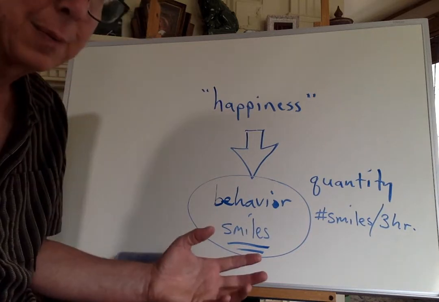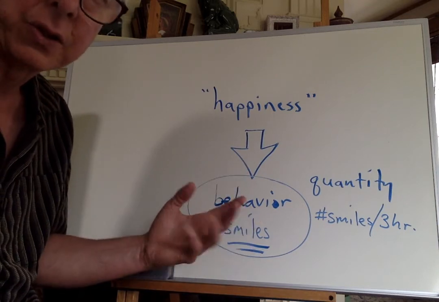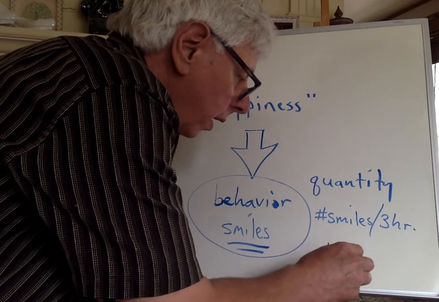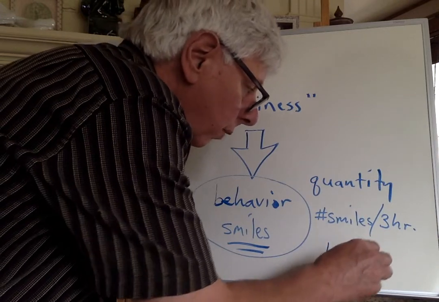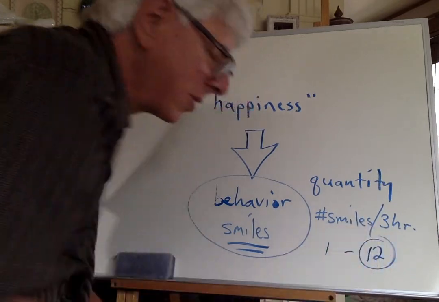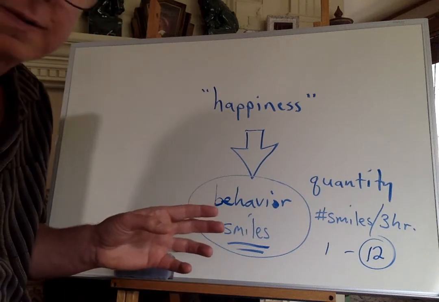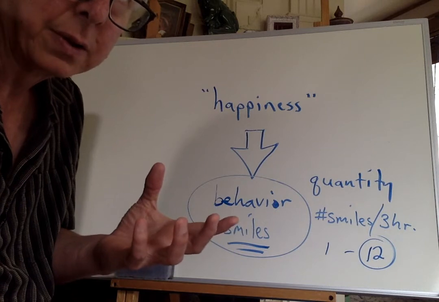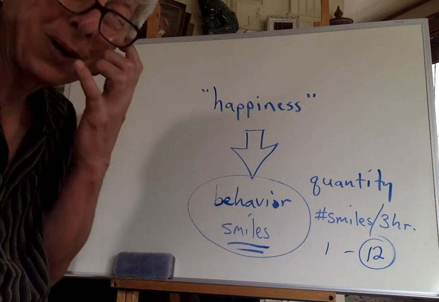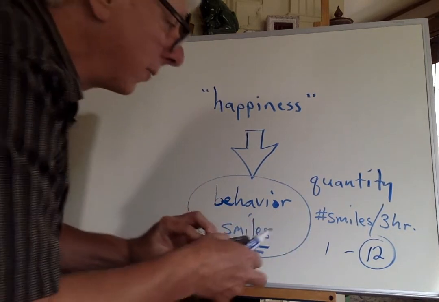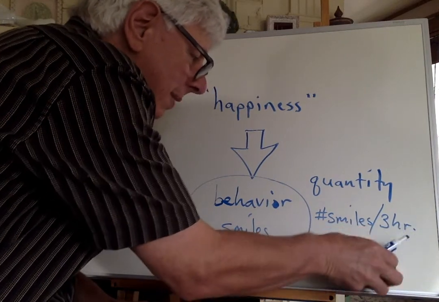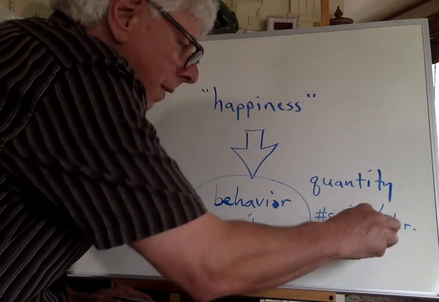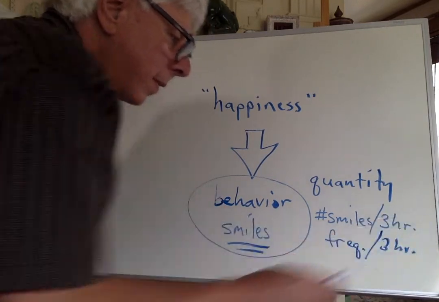They might rack up 12 smiles in 3 hours. And so we would have 1 compared to 12. It would look like that person with 12 was happier. The person with 1 continuous smile might actually be the happier person. So this is called frequency, a frequency measure, right? How many smiles per 3 hours, okay?